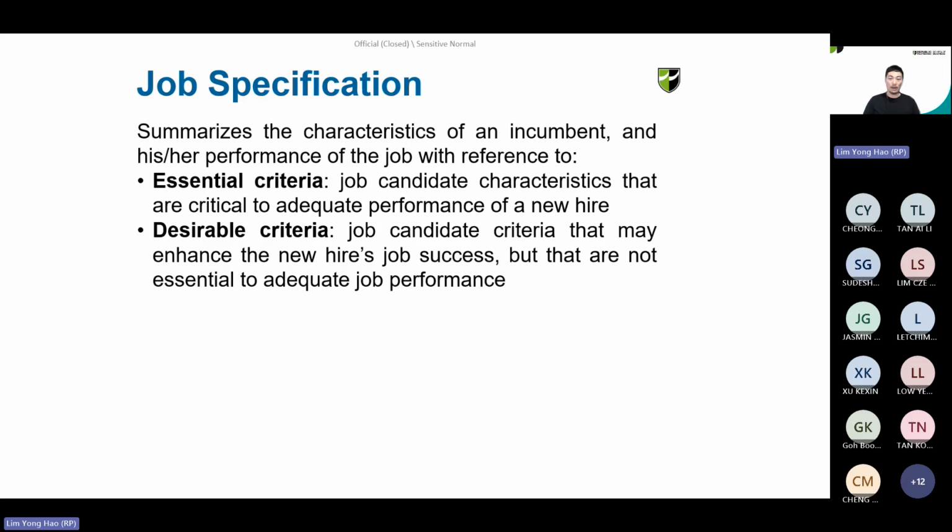So here, it should be related to KSAO: knowledge, skills, ability, other attributes, and some form of qualifications or credentials, right? That should be in here. Of course, some credentials are more important than others. In certain industries where the professions themselves are regulated, a credential or qualification of a certain type is the bare minimum you need to enter the industry.